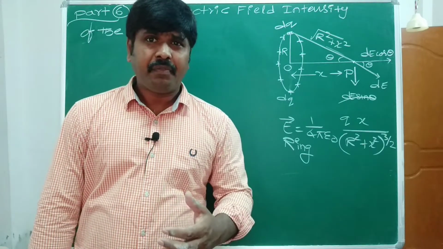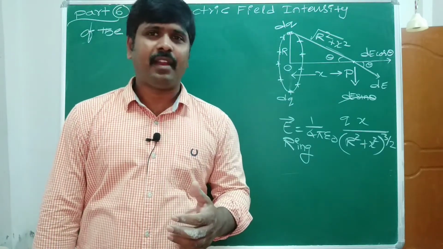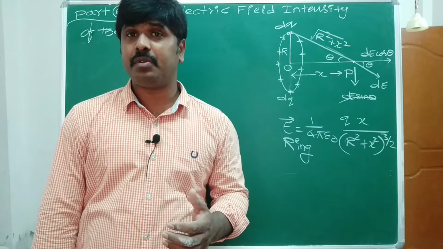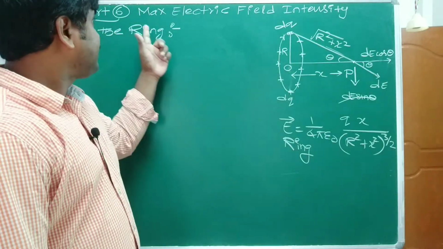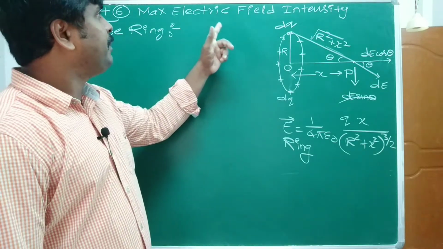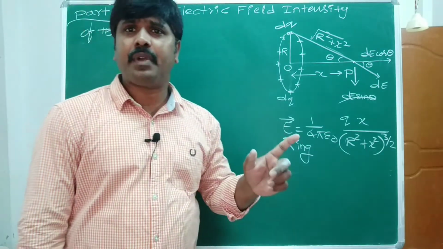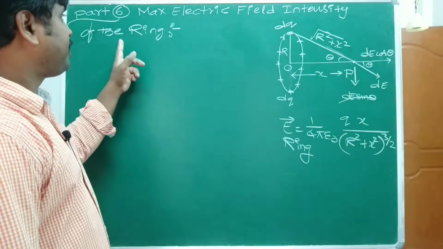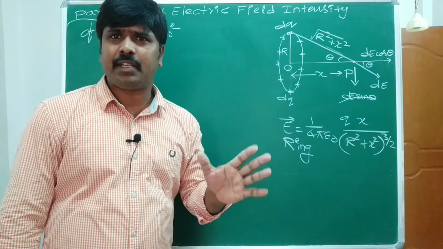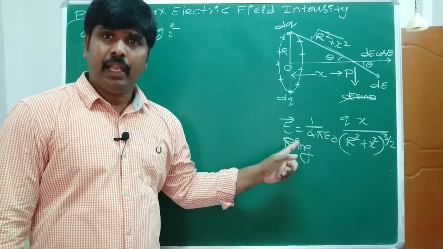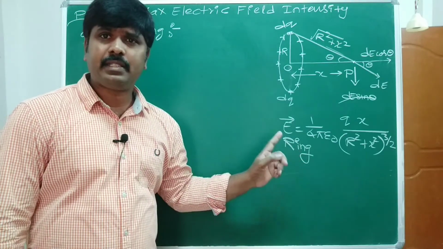In the part 1 video, we did the electric field intensity of a uniformly positively charged ring. Now, continuing with part 6, we find the maximum electric field intensity of a uniformly positively charged ring. What we have to find is the maximum electric field intensity of the ring. The electric field intensity of the ring is this.